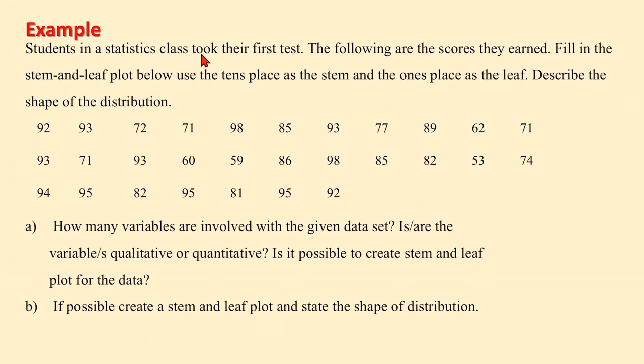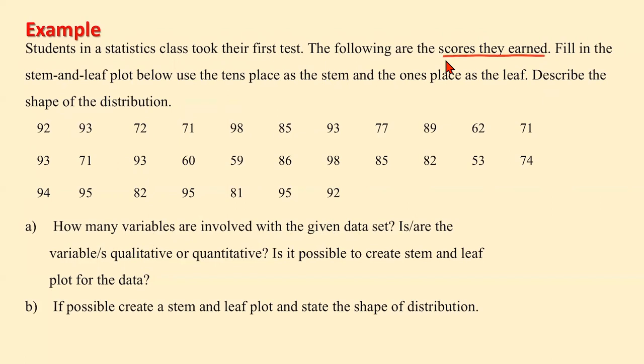Students in the statistics class took their first test. The following are the scores they earned. Here's their data. Fill in the stem and leaf plot below. Use the tens place as the stem and ones place as the leaf. We know that. Describe the shape of the distribution. So first question here is, how many variables are involved with the given data? You can see over here, we have only one variable, right? It's only the test score they earned.